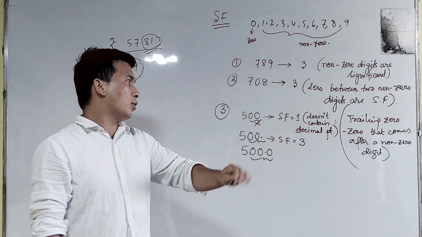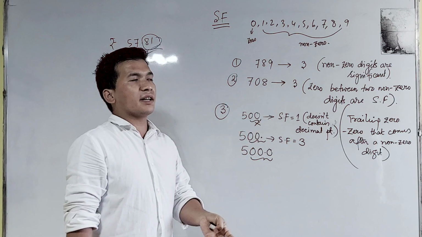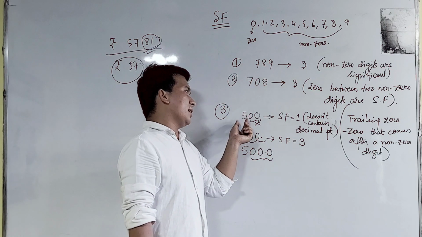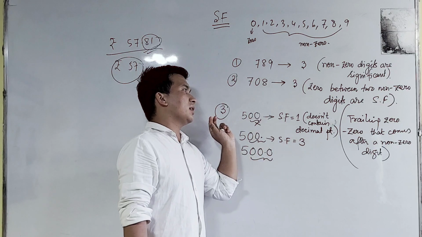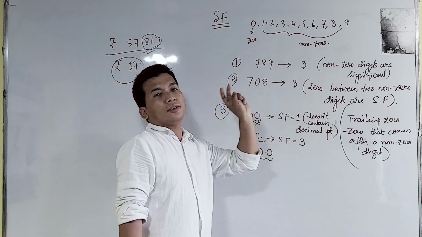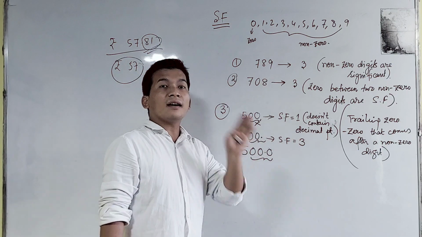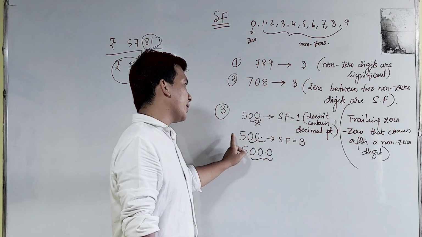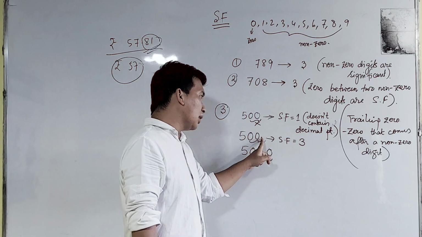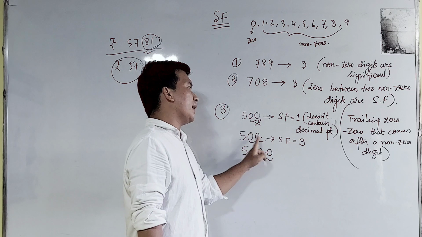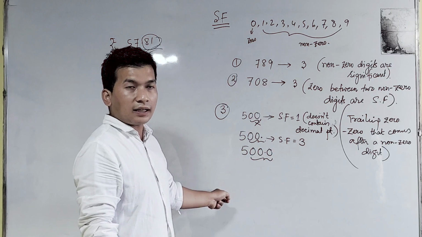Okay, ignore the trailing zeros. Trailing zero... in Manipuri language... a number, after one digit, zeros that come after it. If there is no decimal point, they are not significant. If there is a decimal point, they are significant. For example, 500 with a decimal point: we have to include these zeros as significant figures. Is that understood or not?